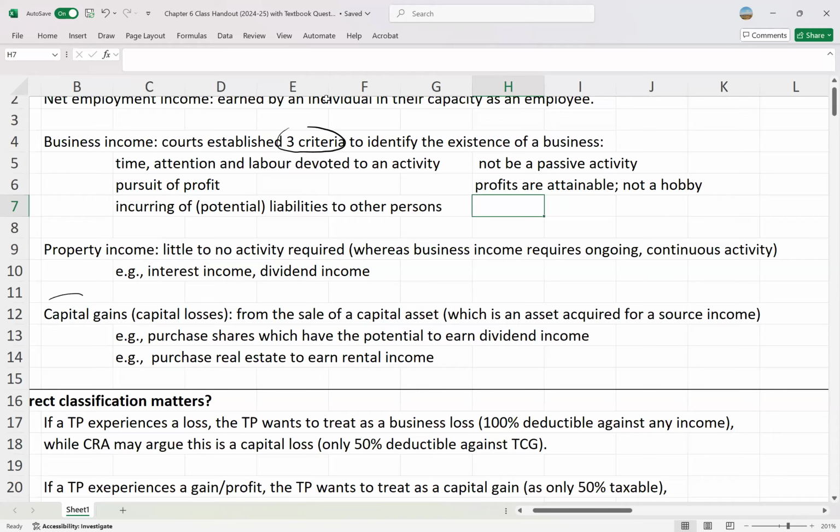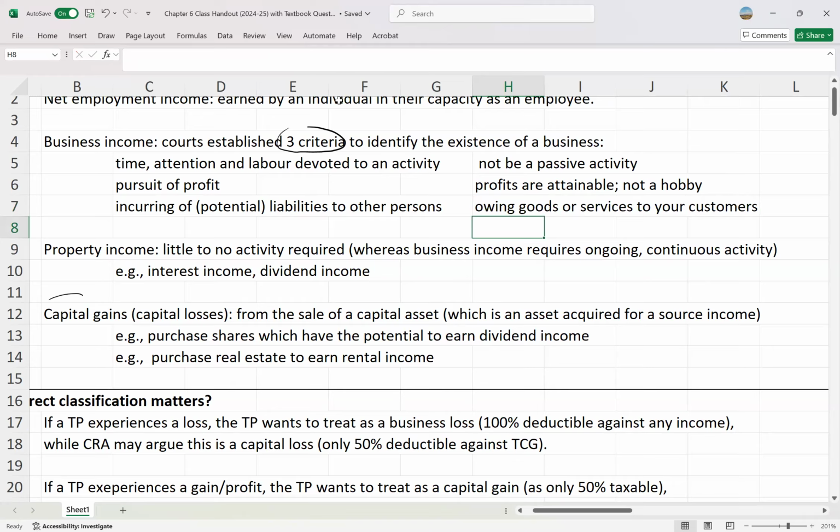And then the third criteria is that you're incurring potential or actual liabilities to other persons. So for example, if you're carrying on a business, you probably will be owing goods or services to your customers. So that incurring of liabilities or potential liabilities is another criteria for business income. That's what the courts have said needs to be in place in order for the income to be characterized as business income.